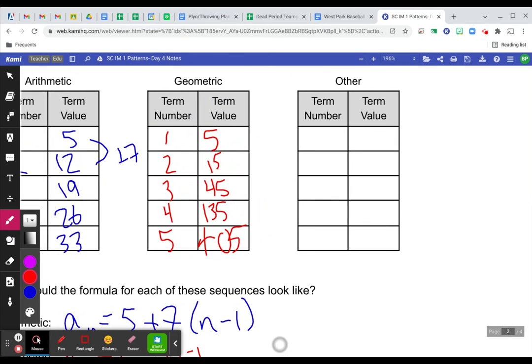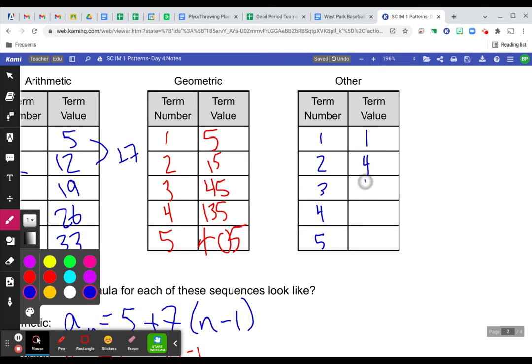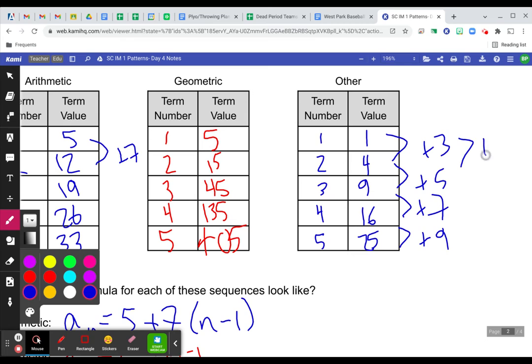Let's see. One we could do here for the other would be something like 1, 4, 9, 16, 25. So we can see that there's no common ratio here. We're not multiplying by the same number to get from one term to the next. It appears we are adding 3, adding 5, adding 7, and adding 9. So there's definitely a pattern here because it appears that there is a second common difference of 2.